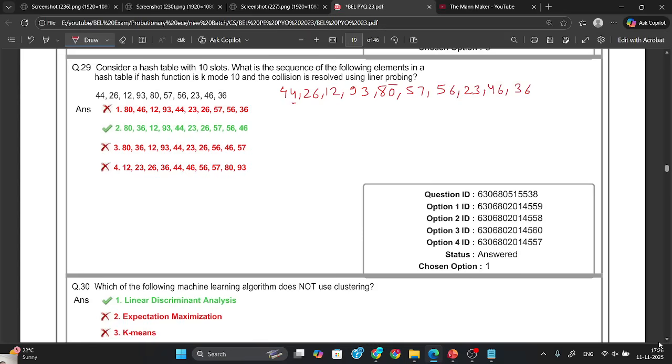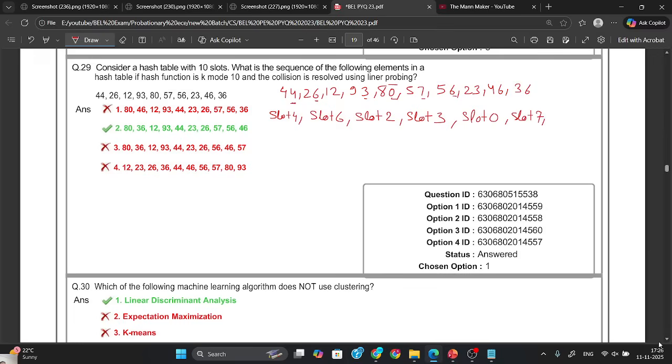Here you can see this is 44, so it will relate to slot 4. Here it is 26, so it will occupy slot 6. Here it is 12, so it will occupy slot 2. Here it is 93, so it will occupy slot 3. And here it is 80, so it will occupy slot 0. Now here we have 57, so it will occupy slot 7.